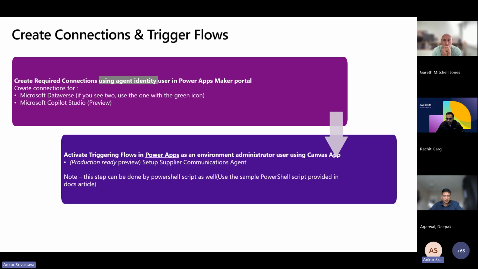Then, for activating the triggering flow in Power Apps as an environment administrator, use the Canvas app, production ready preview, setup supplier communication agent. This step can be done by PowerShell script as well, using the sample PowerShell script provided in the docs article. But we have used this Canvas app to activate this triggering flow.